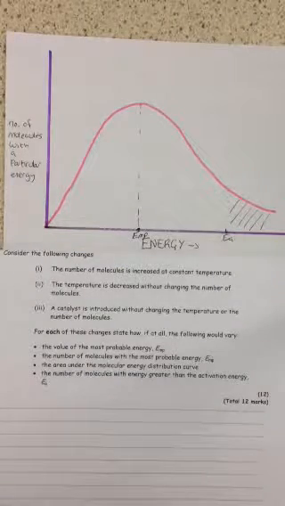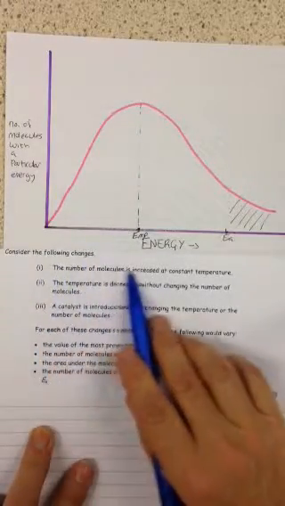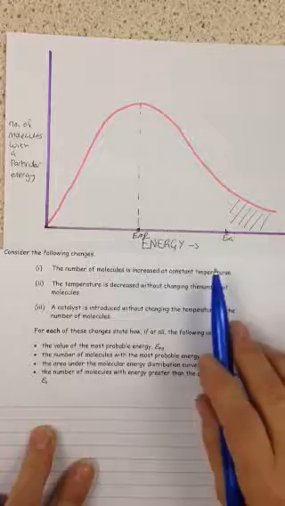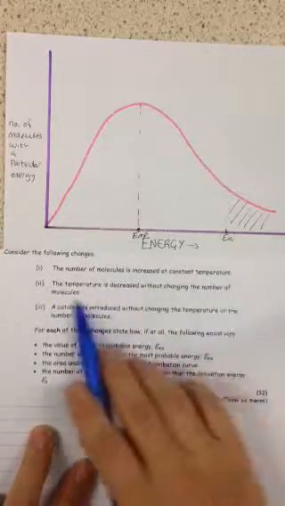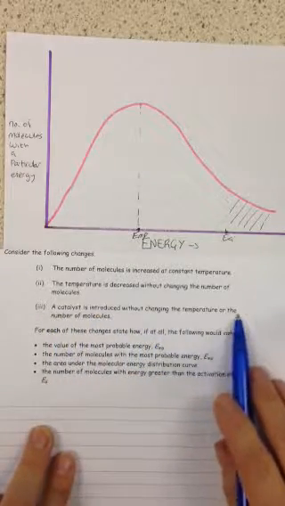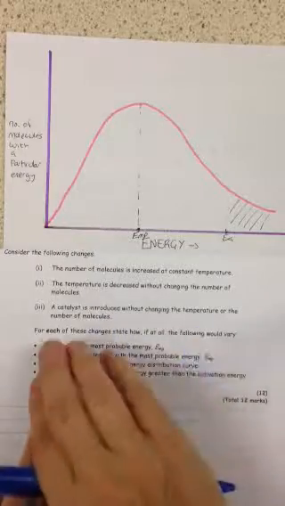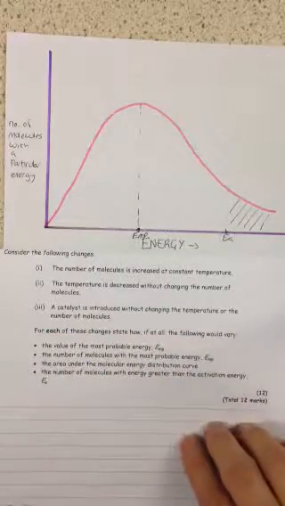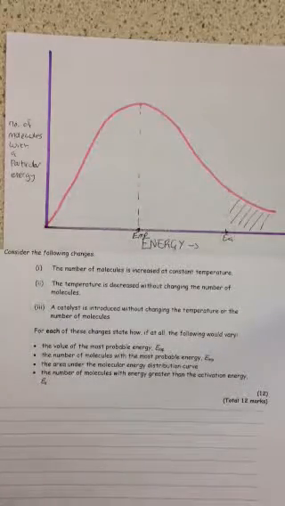You're then going to be asked the following questions. If you're given the following changes: the number of molecules is increased at a constant temperature; the temperature is decreased without changing the number of molecules; and the third scenario, a catalyst is introduced without changing the temperature or the number of molecules. So first of all, before we even look at the next part of the question, let's see how the shape of the graph will change.